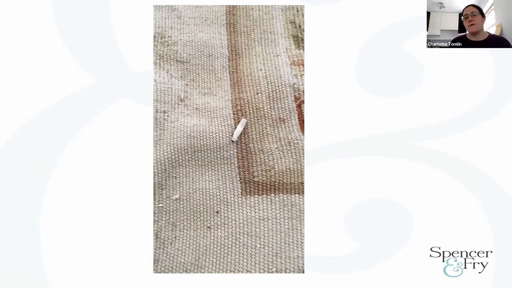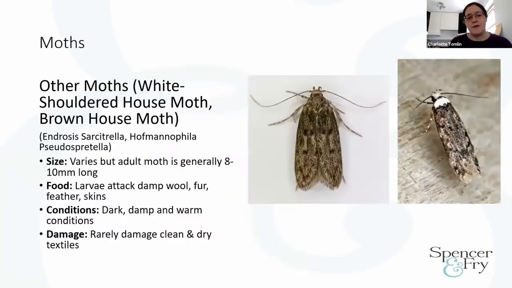And then, so they're the main two moths that you need to be worried about, but there are other moths that you might see in collections, but they generally are very rarely likely to damage clean and dry textiles. So they need very damp conditions where things are already starting to deteriorate.